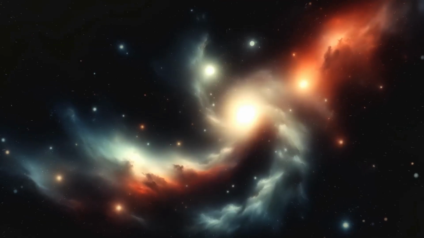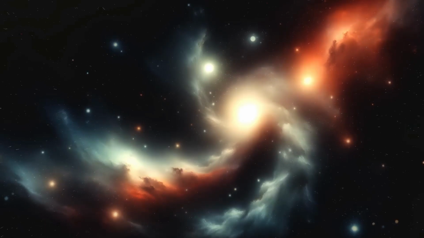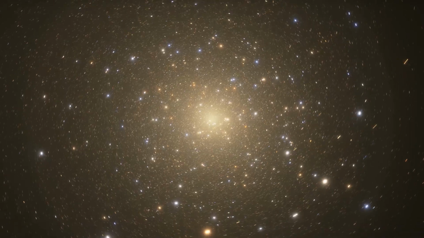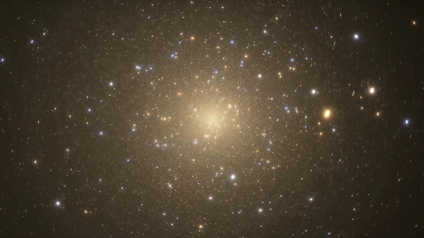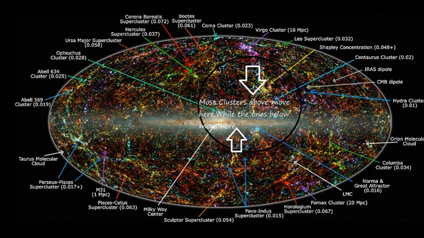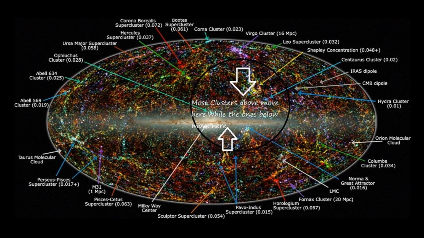Through peculiar velocity studies, astronomers track how galaxies move in relation to the general expansion of the universe. By studying their peculiar velocity, which is caused by gravitational forces like the pull of the Great Attractor, scientists can pinpoint where this mysterious force is located.